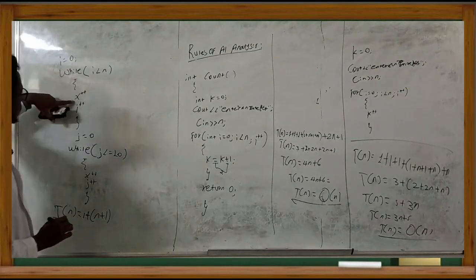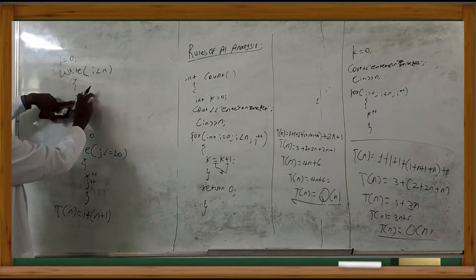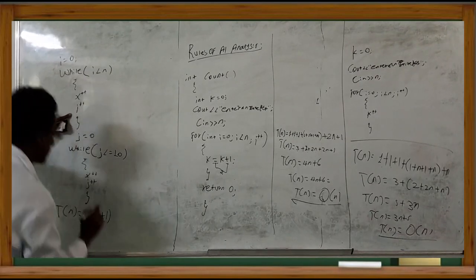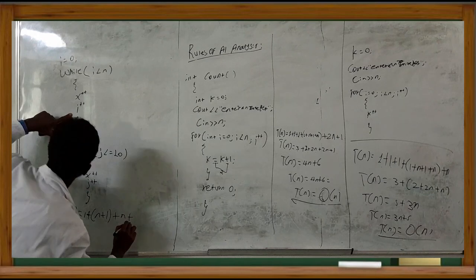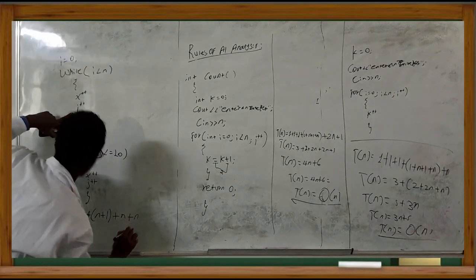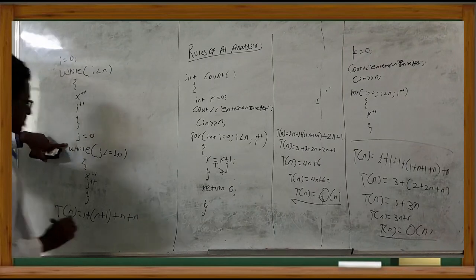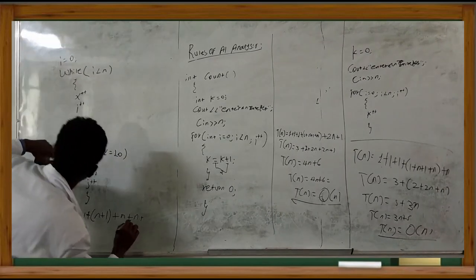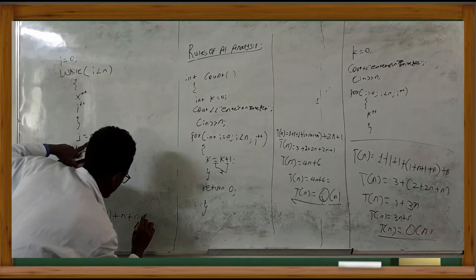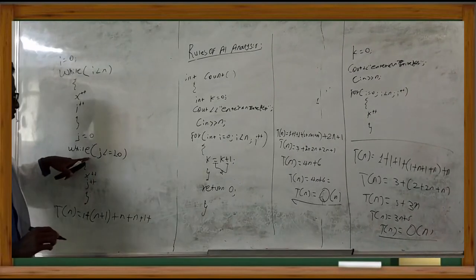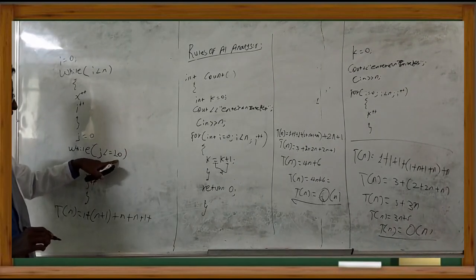Then inside the while loop, there are 2 iterations for x and j. So plus n for the x increment and plus n for the j increment. Then we finish the second while loop. For the second while loop, the starting assignment operator is 0 plus 1 plus. For the while loop, j less than or equal to 10.